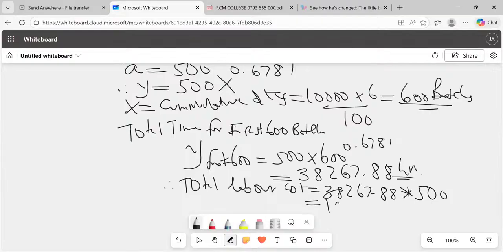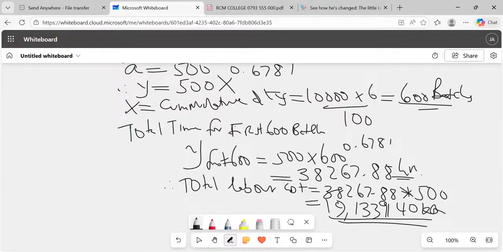Now, a lot of money. If I get this money today, I will not be here teaching you. 19,133,940 Kenya shillings. So up to there, I suppose we are together.